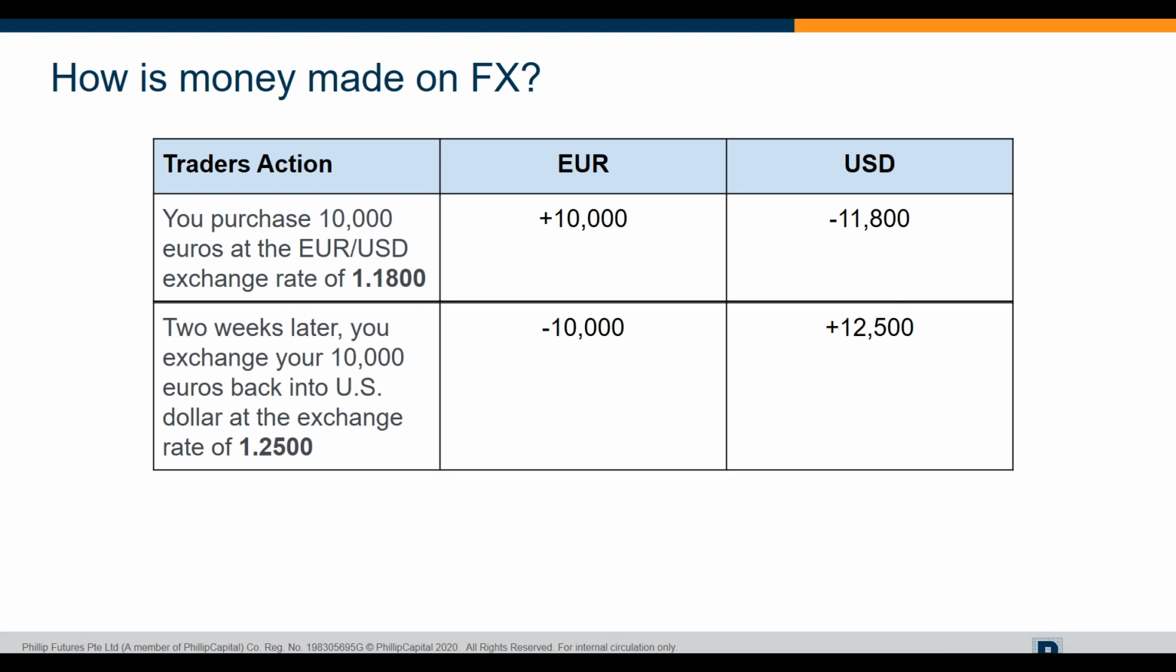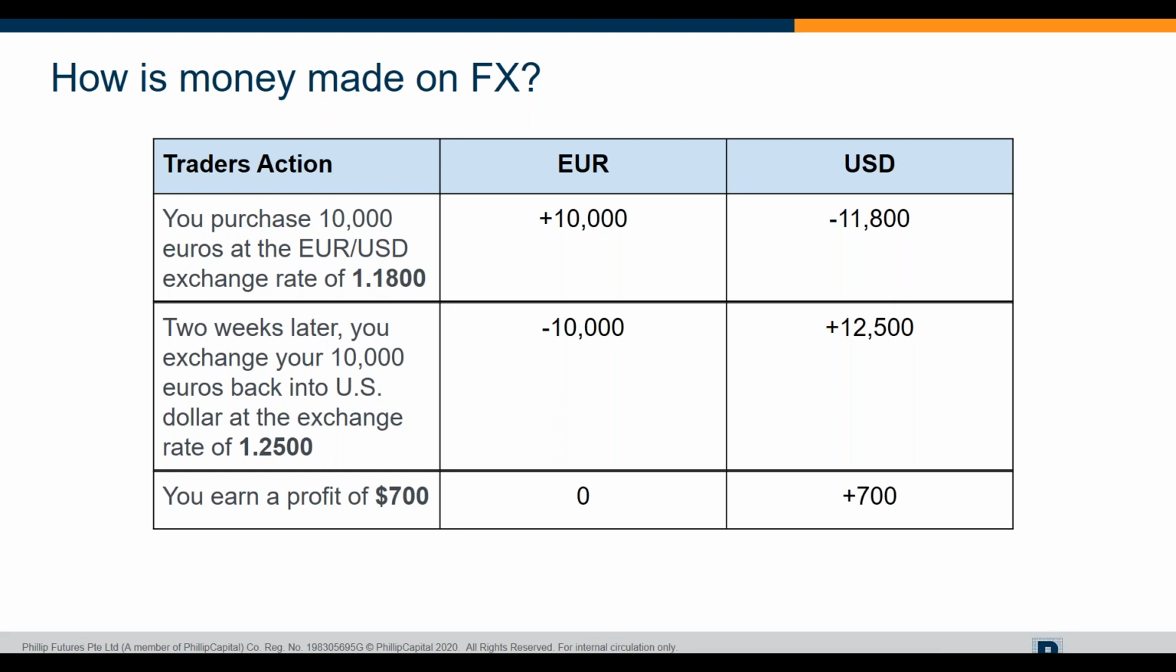All right, so what happens next? Two weeks later, you decide to sell this position when the rate actually goes up to 1.25. You'll be giving away 10,000 euro in exchange for 12,500 US dollar. From here, we can see to initiate this position, we gave out 11.8k US dollar, and when we close it, we end up having 12.5k US dollar. That is how you make a profit, and basically how the transaction works. In this case, you end up with a profit of $700.